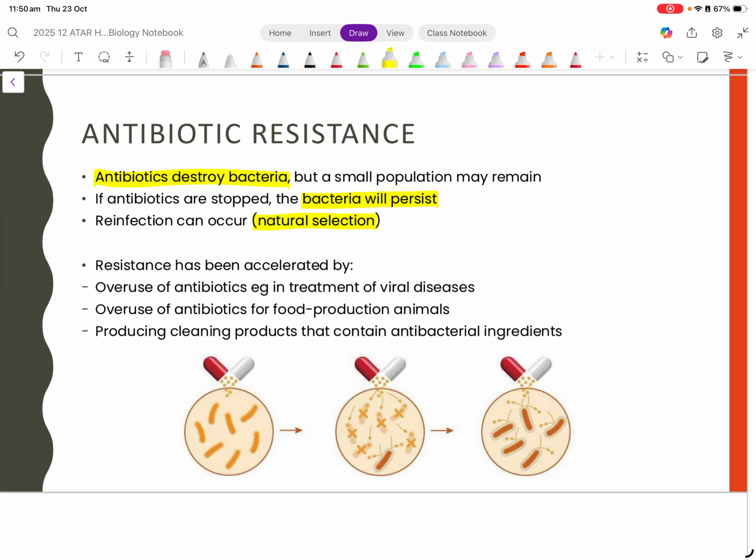Now, in our modern world, because we have used antibiotics so regularly, it has led to the acceleration of this particular process. Okay? So we've used antibiotics, for instance, in the treatment of viral diseases because we're not always 100% sure upon prescription of them. Secondly, we're overusing antibiotics for food production within animals. And then lastly, we've also used antibiotics in cleaning products that might contain some antibacterial ingredients.